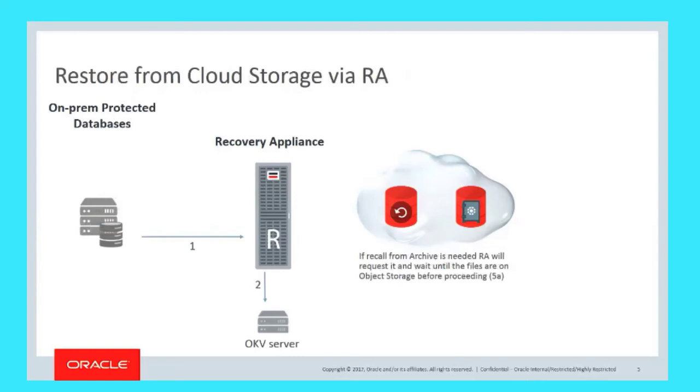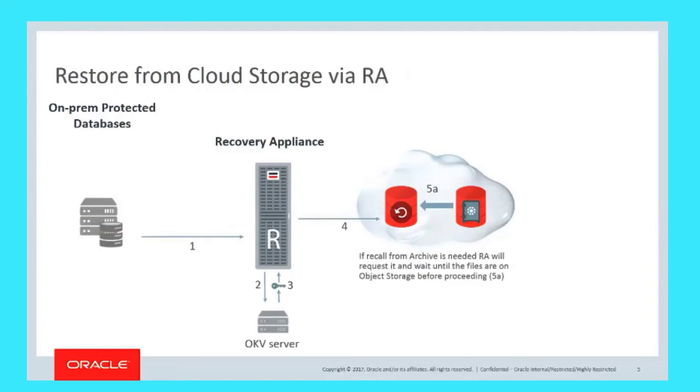And the recovery appliance, if the specific backup being restored is not on its local disks anymore, because it's been moved to the cloud, what it does is just contact the OKV server again, obtain the proper decryption key, and then start the restore from the cloud, or obtain the data from the cloud. If the data were moved into archive, then it's staged back.